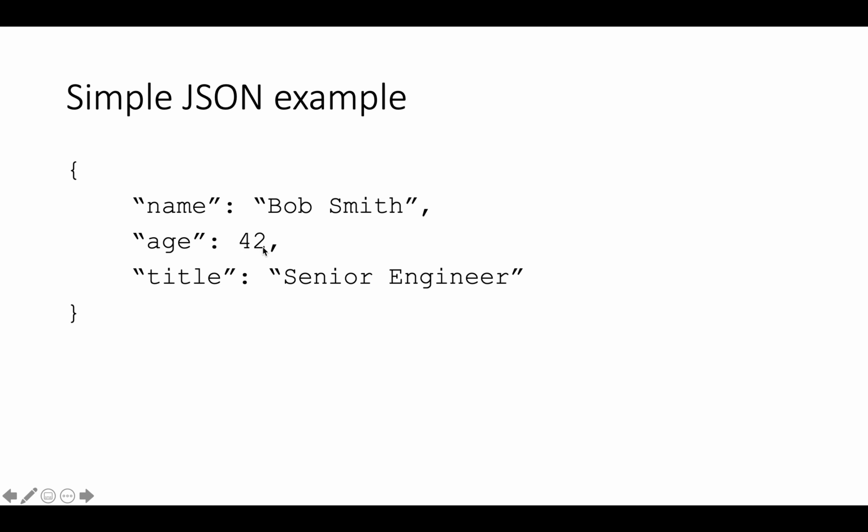Notice this 42 is not in quotes, so this is an actual number. JSON supports numbers. And then we have title, senior engineer. These are all separated with commas. The white space doesn't matter. We could have put this all on one line if we had wanted to. But that's the simplest JSON example. You could see how you could use something like this to export data or set up a properties file, because of the ability you have to specify all of this information. So this is a very, very simple JSON example.